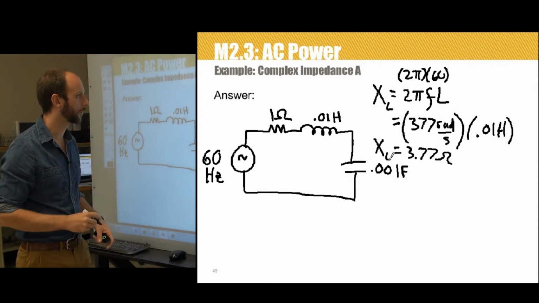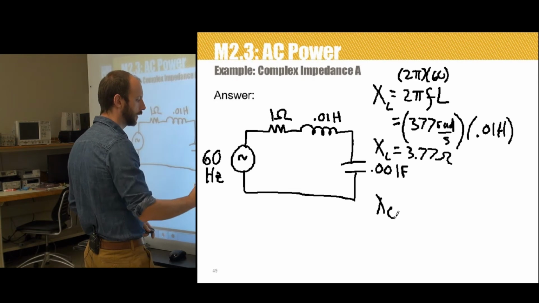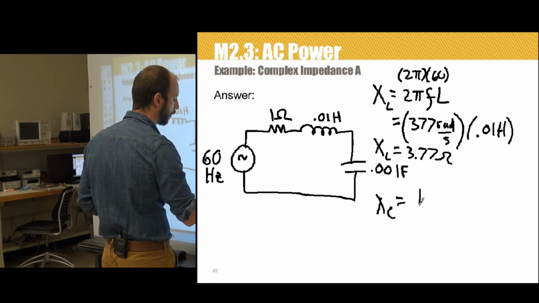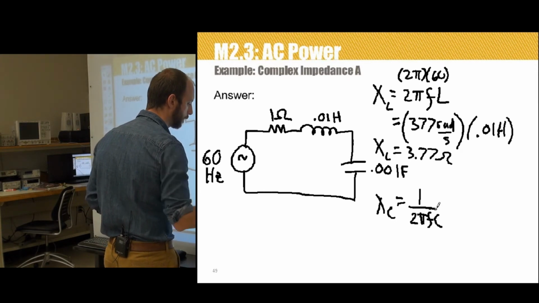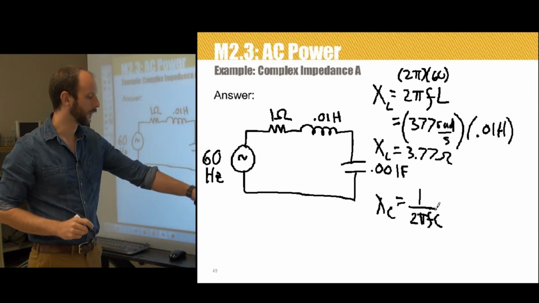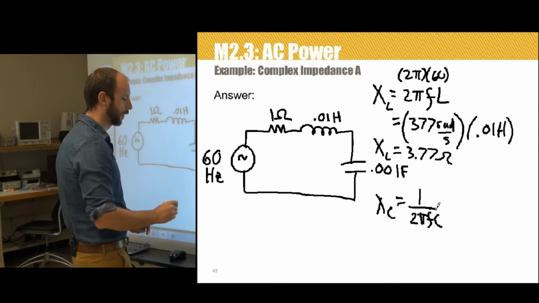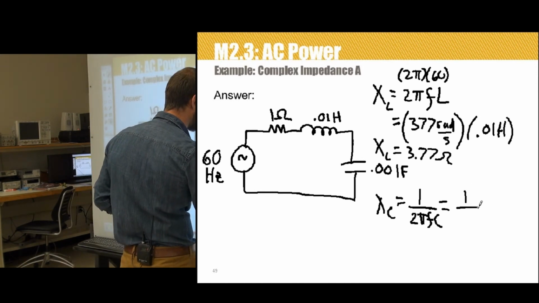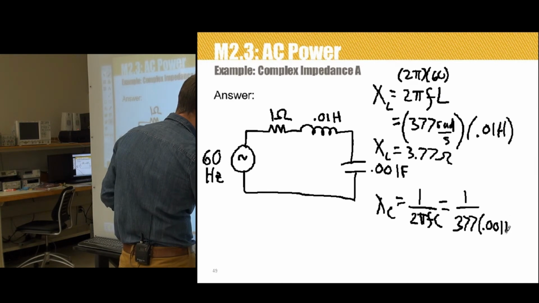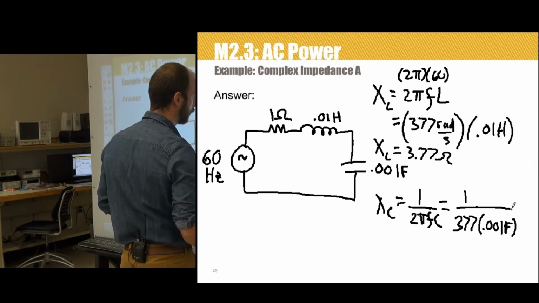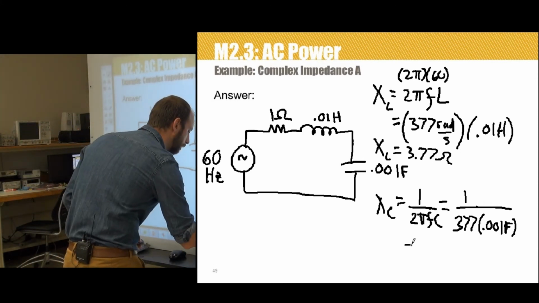We can do a similar calculation for the capacitive reactance X sub C, that, if you recall, is 1 over 2 pi f C. So again, 2 pi f is going to be 377 radians per second. I should have written that. In this case, we plug in 0.001 farads. So it's 1 over 377 times 0.001 farads. That gives us 2.65 ohms.